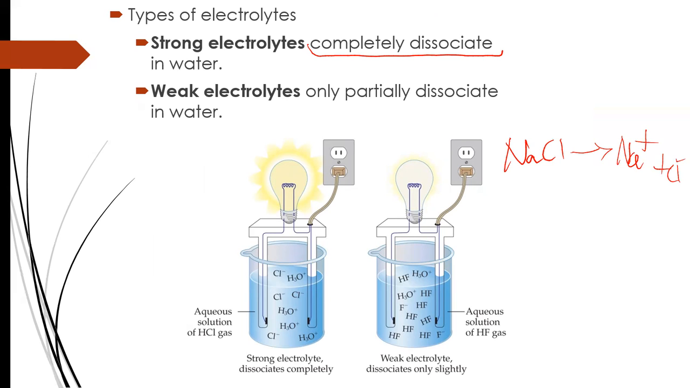Now, if they only partially dissociate, we can call that a weak electrolyte. Sometimes this happens because the intermolecular forces that hold the molecule together are strong enough that they are still attracted to each other as a molecule, but some of them can be attracted to the solvent. And so we get this partial dissociation, where some of them will break into ions, but some of them will remain together. HF is a very common example of a weak electrolyte.